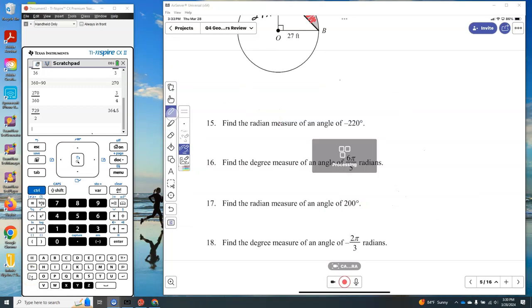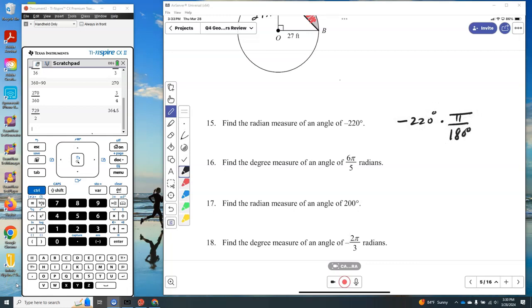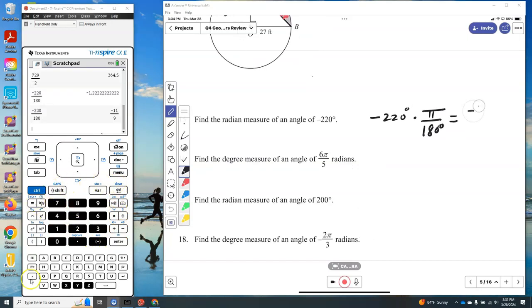15, find the radian measure of an angle of negative 220. So it's negative 220 times pi over 180 degrees. So you have negative 220 divided by 180, which is going to be 22 over 18, which simplifies to negative 11 over 9 pi. Find the radian measure of 200 degrees. So it's 200 times pi over 180. The zeros cancel.